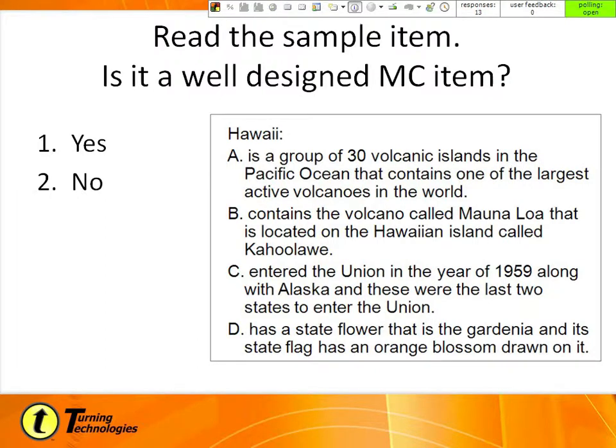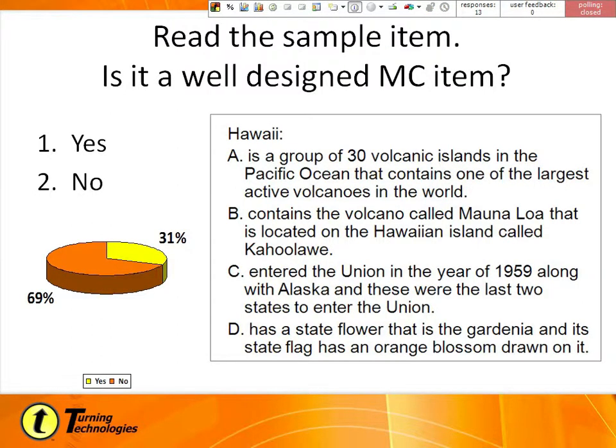Is this a well-designed multiple choice item? All right, everybody's in? So 69% of you said no, it's not. 31% said yes, it is. The correct answer is actually no, it's not a good answer, or a good question rather. Anybody want to share why they think it was a bad question?